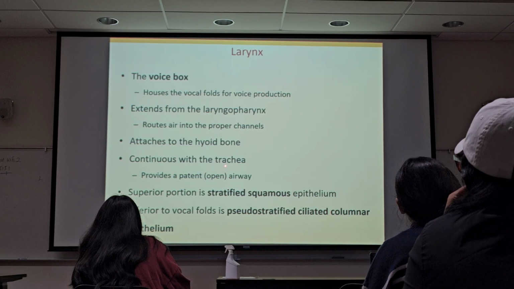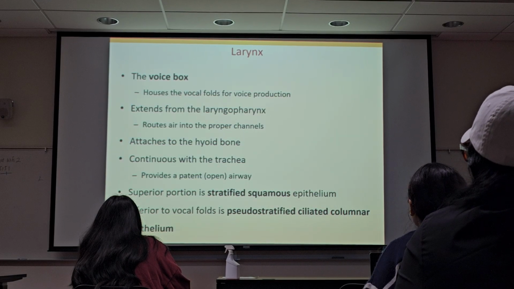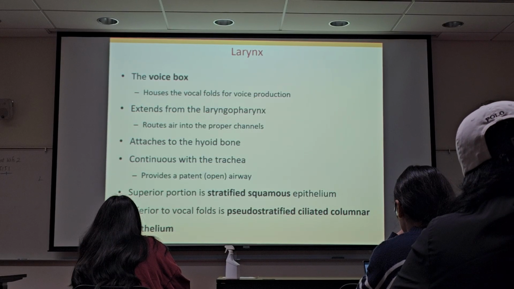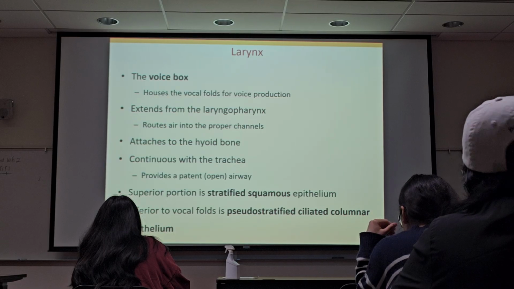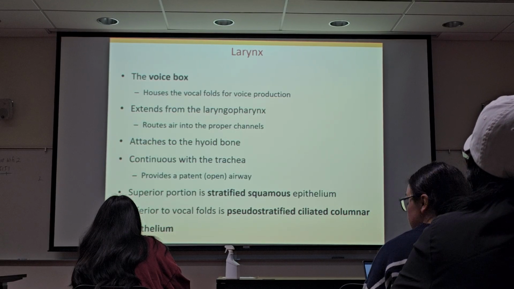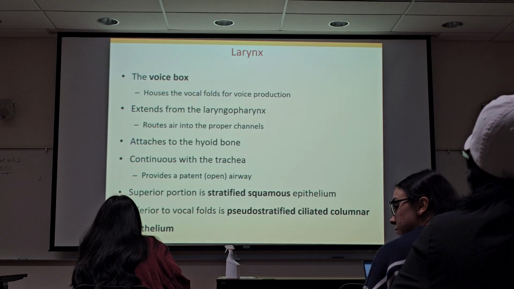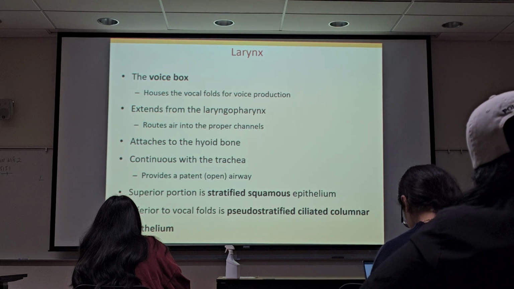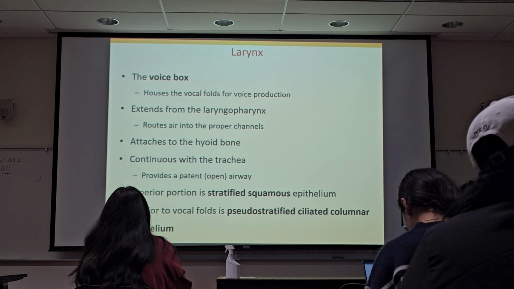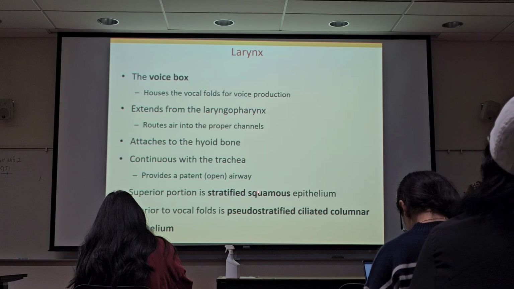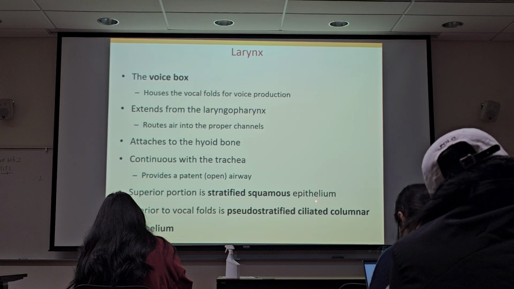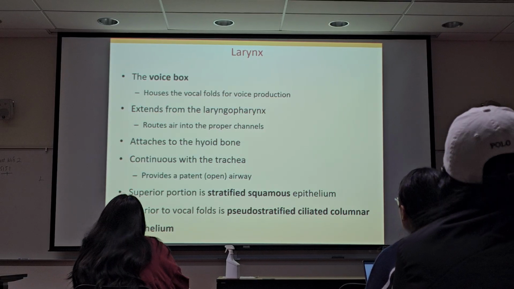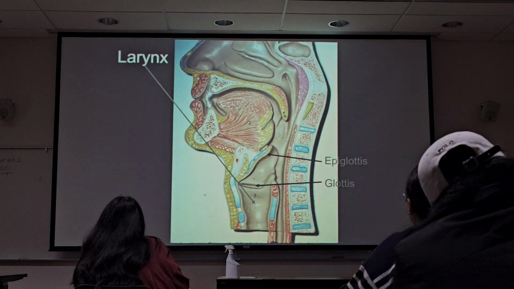And now we're getting closer and closer to the lungs. As we get to the trachea, we're getting closer to the lungs, and that's what we're trying to get to. This is the conduit, that part of the respiratory system, the conducting zone. So the larynx is going to take us into the trachea, closer to the lungs. Here at the larynx, we see some stratified squamous epithelium, as well as some pseudostratified ciliated columnar epithelium. I want you to picture those in your head. Can you see those?